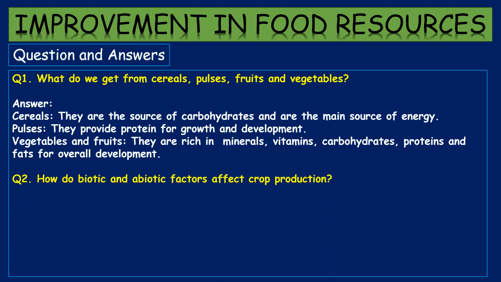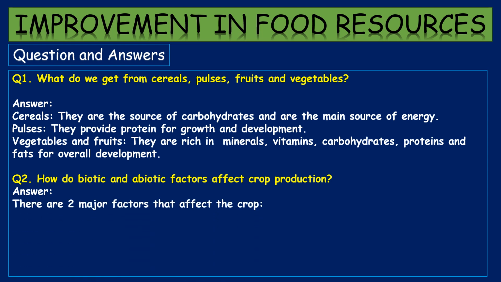How do biotic and abiotic factors affect crop production? Here you see two words, biotic and abiotic. The word biotic refers to living substances, living things. Abiotic represents non-living substances. That means how living and non-living substances or things affect crop production. Now we'll see the answer.